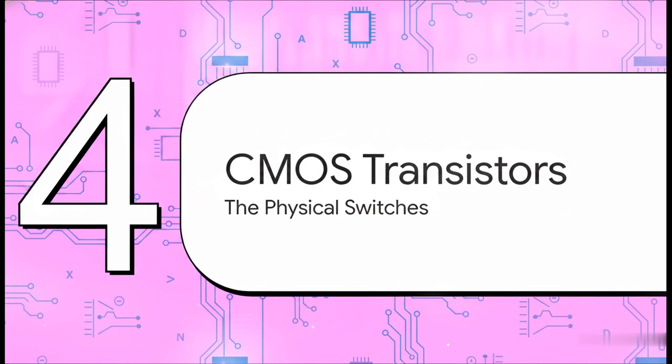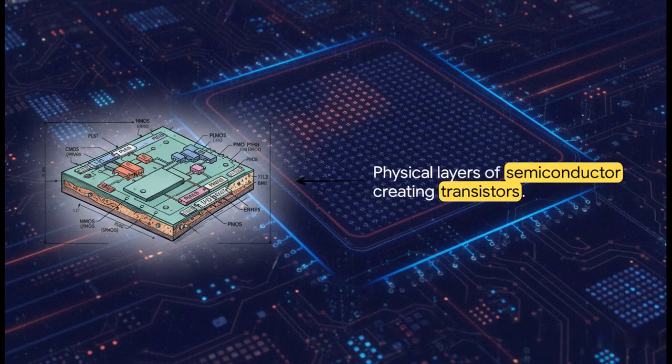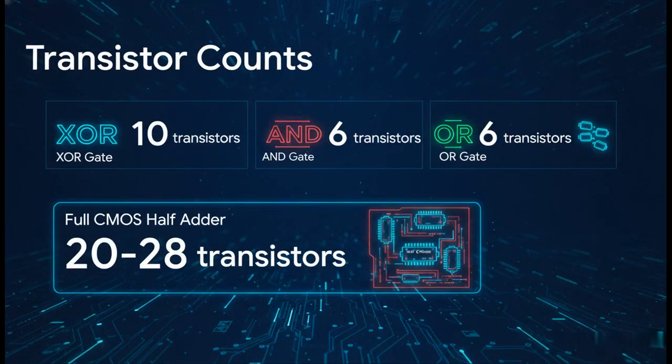Section 4. The CMOS transistor level. Let's zoom all the way in for a second. These abstract math concepts and gate symbols, they're actually built out of intricate physical layers of semiconductor material. By doping silicon and meticulously layering metals and oxides, engineers create NMOS and PMOS transistors. These are the literal, physical, microscopic switches that are opening and closing billions of times every single second to execute our binary math. And physical components take up actual physical space.